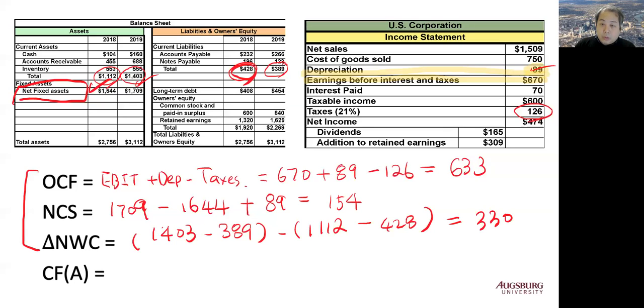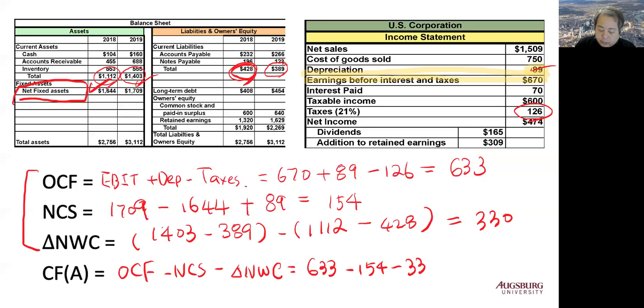Finally, you need to get the cash flow from asset: operating cash flow minus net capital spending minus change in net working capital. So it's $633 minus $154 minus $330. So $149 will be the cash flow from asset. That's how to find cash flow from asset.